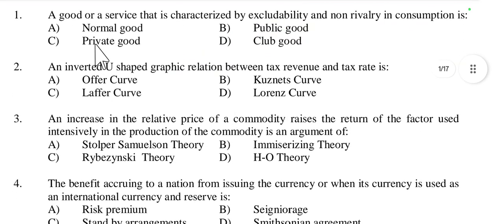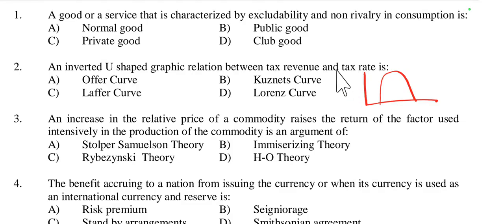Then question number 2. An inverted U-shaped graphical relationship between tax revenue and tax rate. Tax revenue and tax rate, inverted U-shaped relationship. The options are offer curve, Kuznets curve, Laffer curve or Lorenz curve. The Kuznets curve is inverted U shape, and the Laffer curve is also inverted U shape. But here the question asks for tax revenue and tax rate.